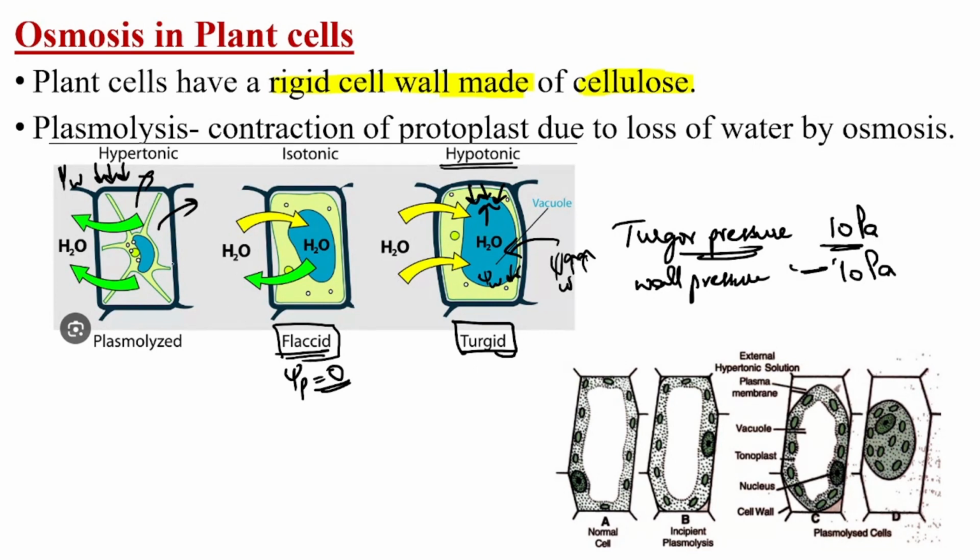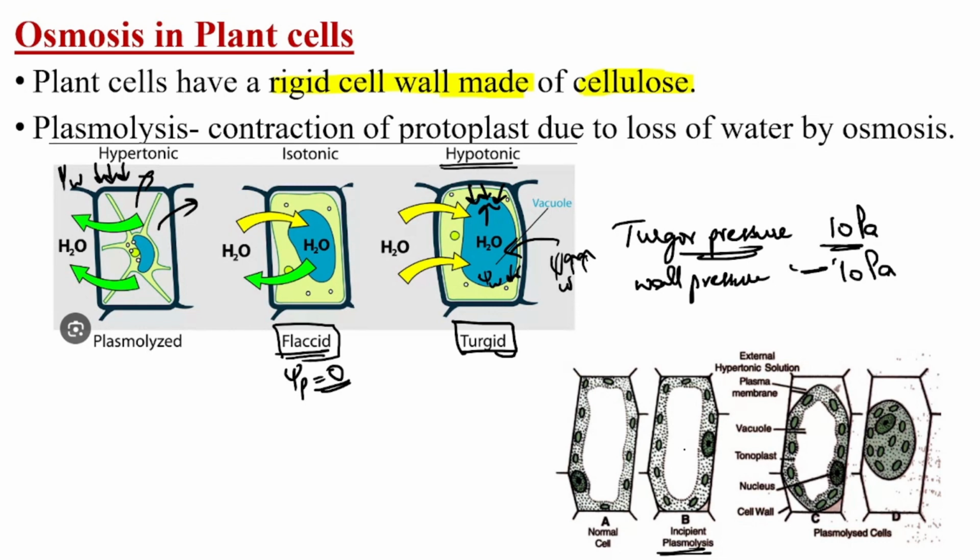Initially, water moves from the cytoplasm. Consider this normal cell. You have the vacuole here and this is the cytoplasm. Water starts moving from the cytoplasm first, and then from the vacuole. What is incipient plasmolysis? It is the stage when water is being lost from the vacuole and the cytoplasm.